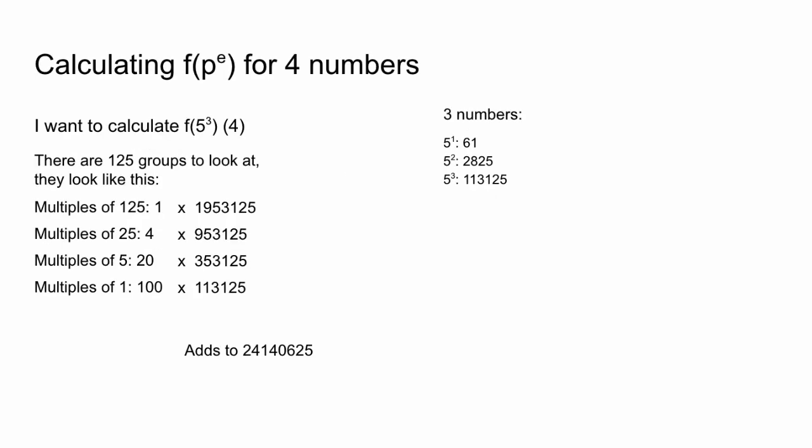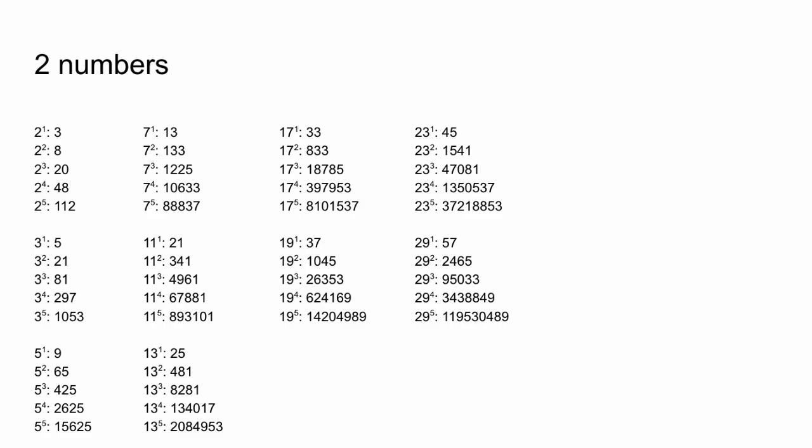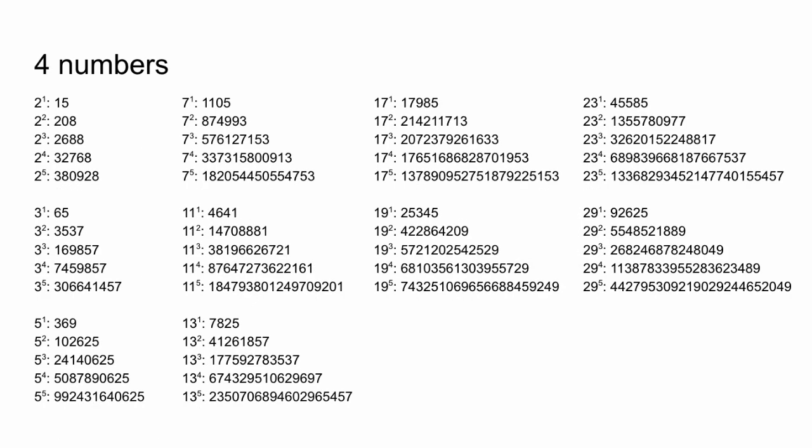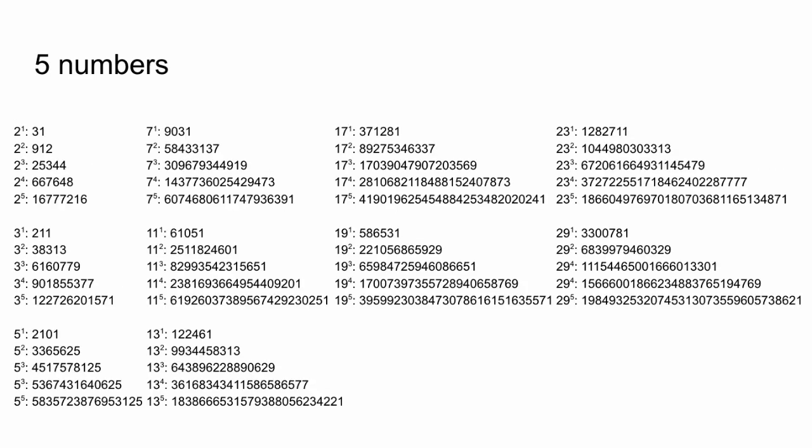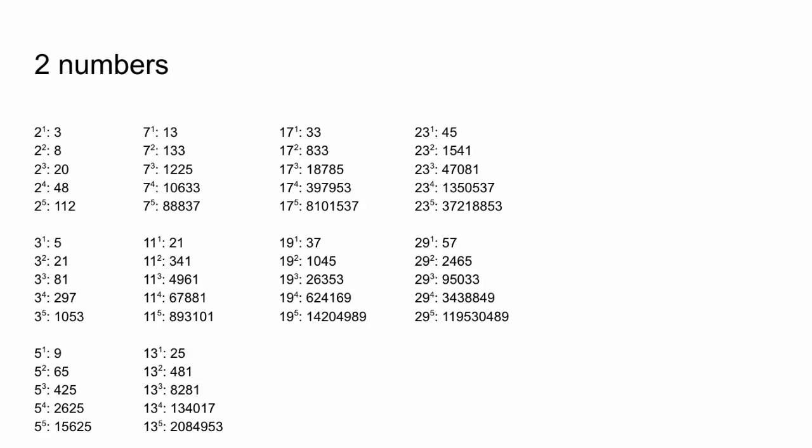Now that you've got a good look at how these numbers are generated, I'll skip to where I've generated the values of f of p to the e, and I'll just show them to you. This is what it looks like for two numbers, three numbers, four numbers, and five numbers. I only generated the values up to five numbers for prime powers up to 29 to the power of 5, because I felt like this is all I need to determine what the values for two numbers first. And what we're going to do here is try to look for some patterns.